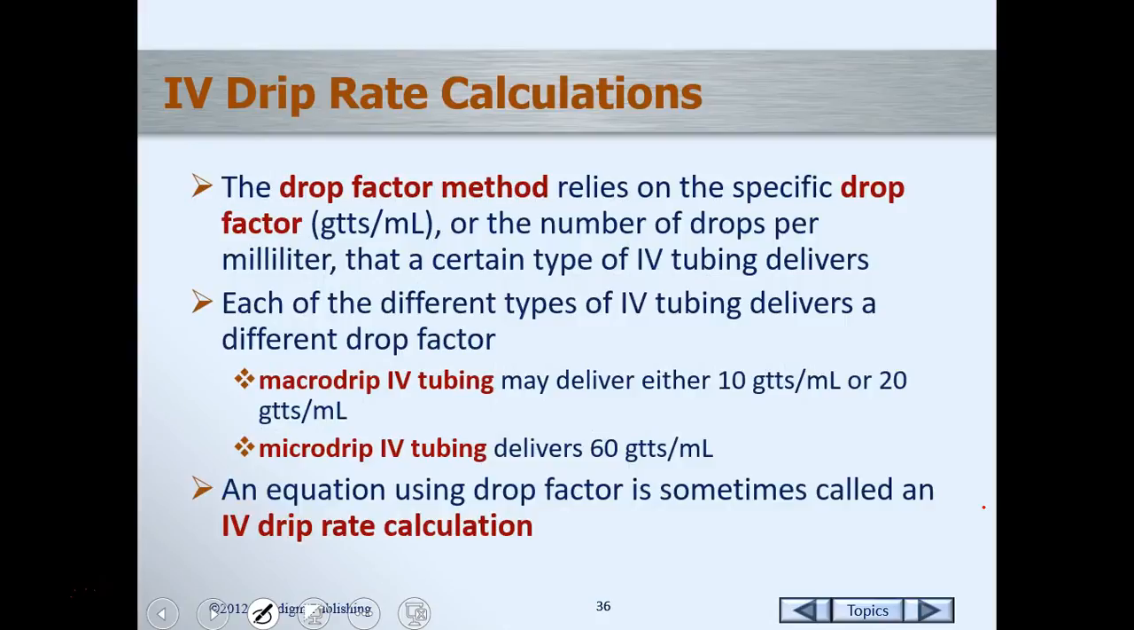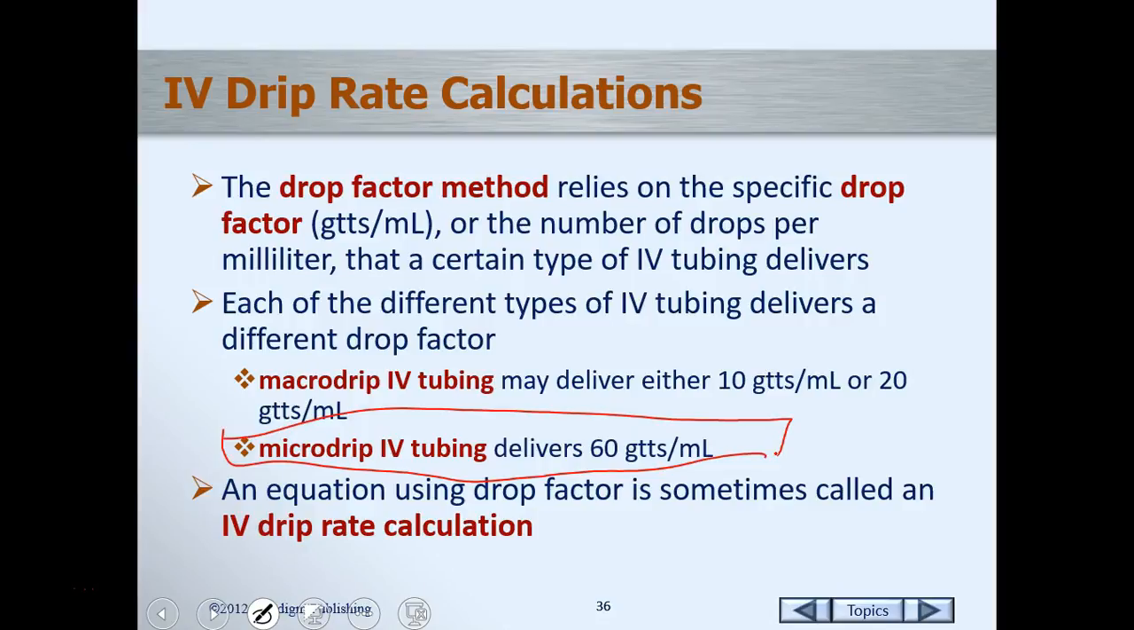Drop factor relies on the specific drop factor of the tubing. So how many drops per milliliter? Each of the different types of tubing will give a different drop factor. Macro tubing could be 10 drops per milliliter, 20 drops per milliliter, or 15 drops per milliliter. Now a micro tubing, there's only one size, and that's 60 drops per milliliter. So that's an important one to remember, because that only comes in one size.